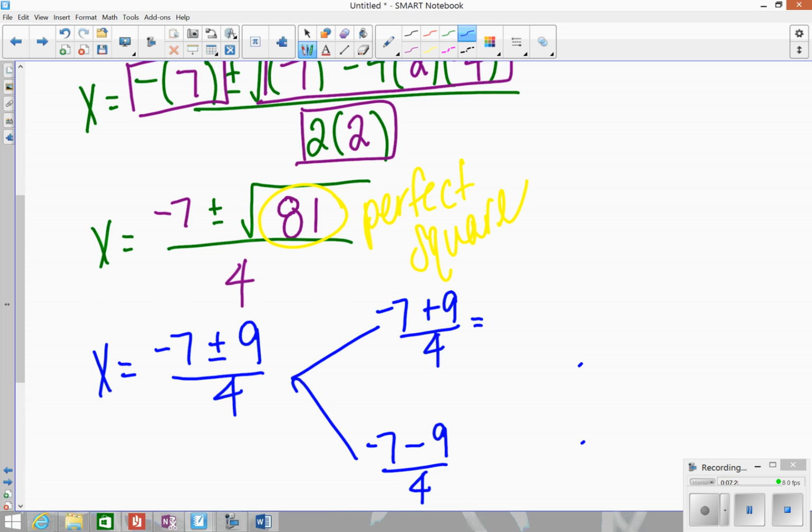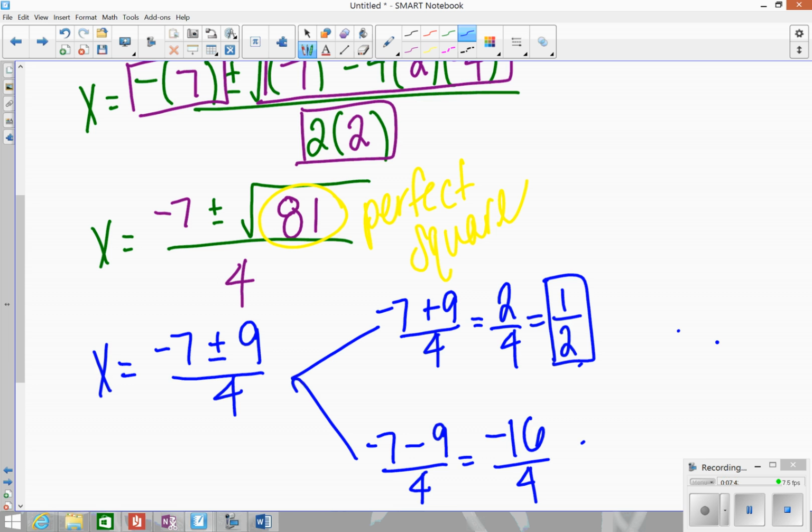So then what we're going to do is break this up or simplify it. -7 plus 9 is going to be 2. 2 over 4. 2 over 4 is 1/2. So there's one answer. -7 minus 9 is going to be -16 over 4. -16 divided by 4 is -4. So there's your second answer.